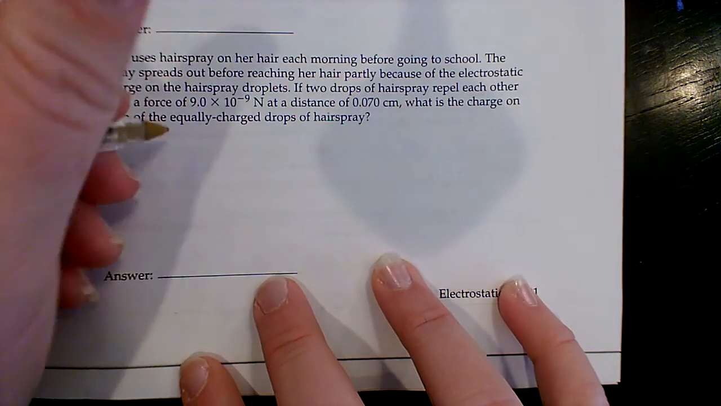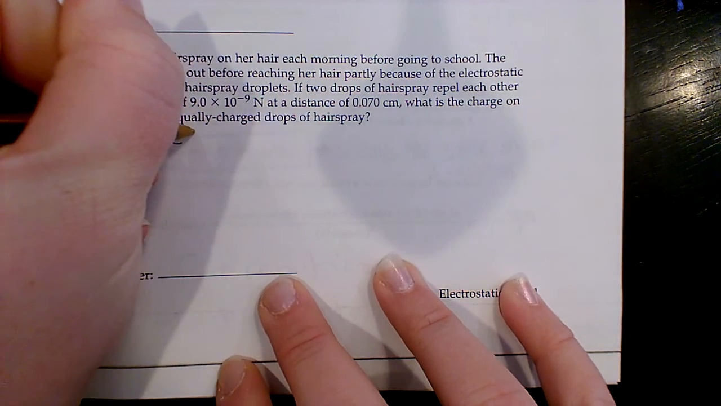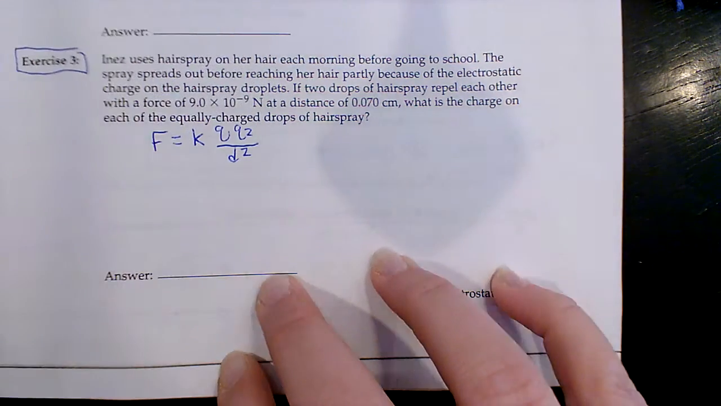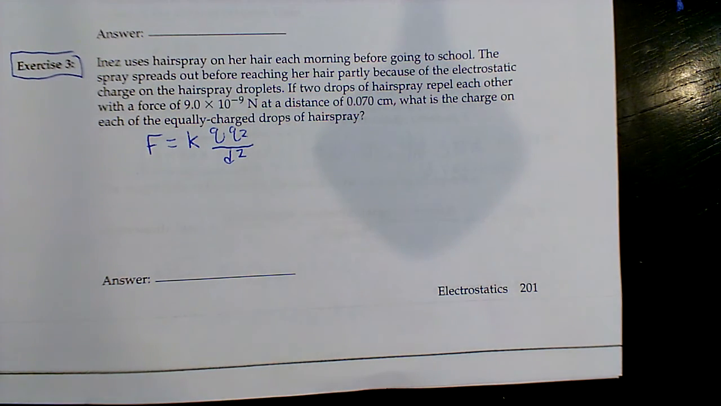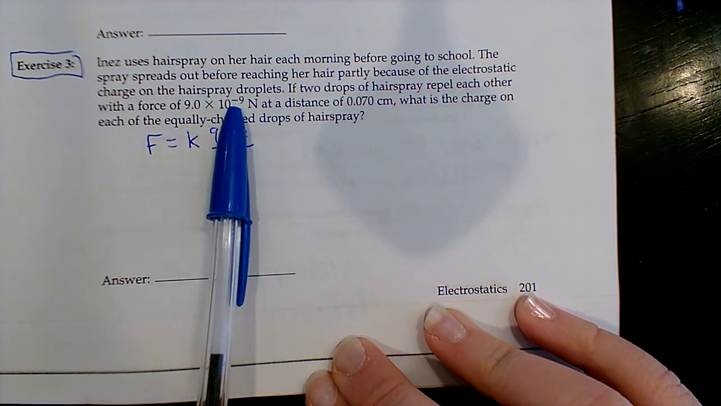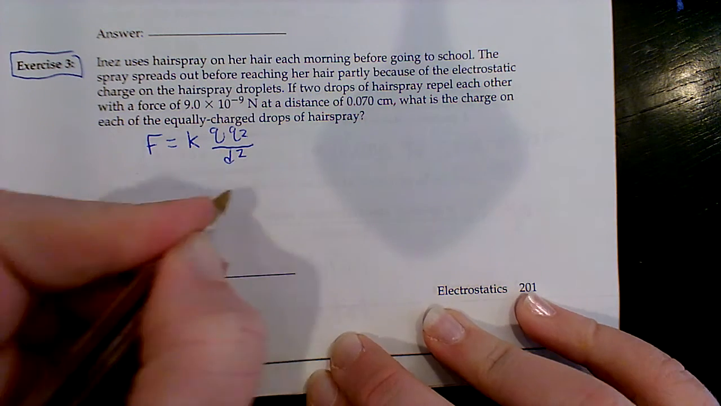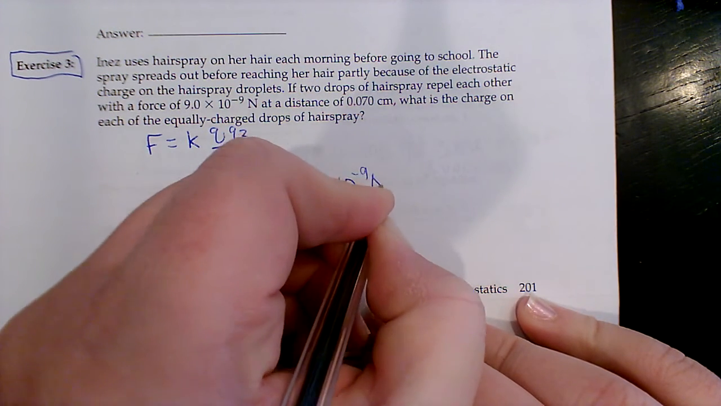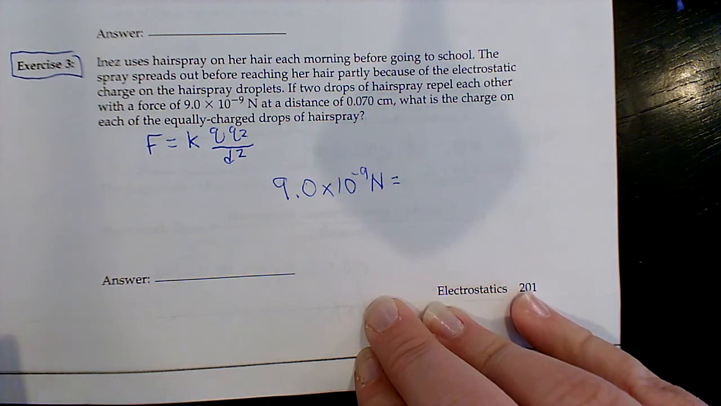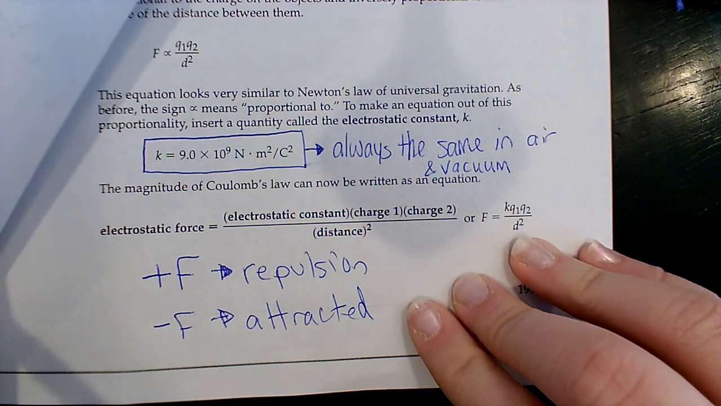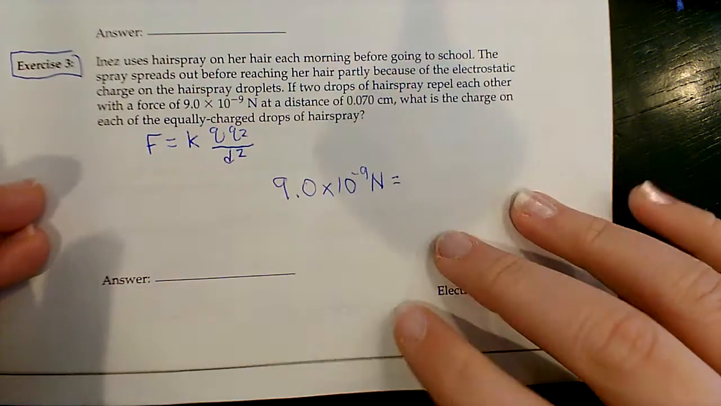Okay, so I'm going to just rewrite our equation here. Force equals K times our 2 charges divided by distance squared. So just like we've been doing all year, we have to think about units first. Force, as always, is going to be in newtons, so that's no problem. I can plug that in for force: 9 times 10 to the negative 9th newtons. K, I said, is going to be the same always, so I look back and see what K was: 9 times 10 to the 9th, and so on.